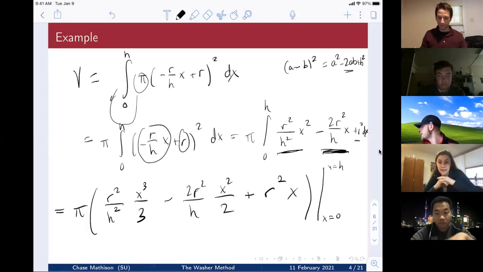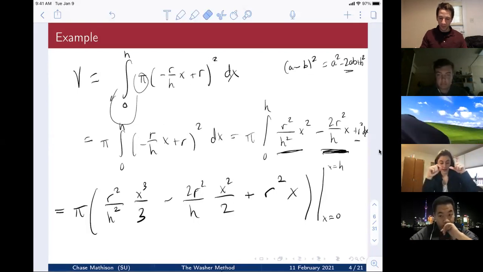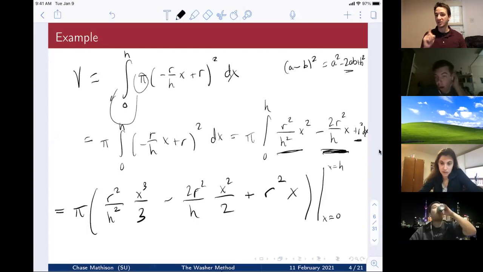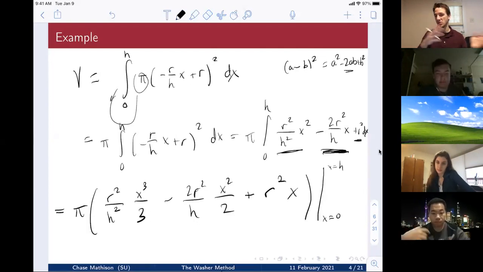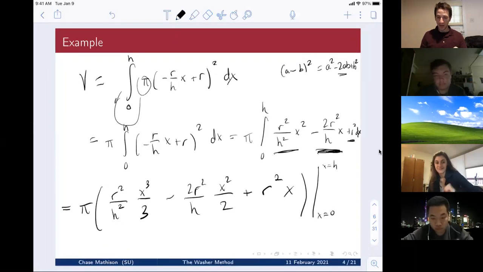I had a question about after we started the integral and we were doing the x squared over 2 and all those things. Where did we get that last x after the r squared? Is that from the dx? Yes, that's from integrating r squared with respect to x, because r squared is just a constant. Just think about it, if we were integrating 3 with respect to x, we would just get 3x. Same thing here. Any other questions?